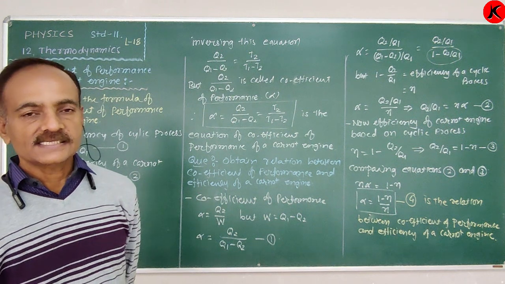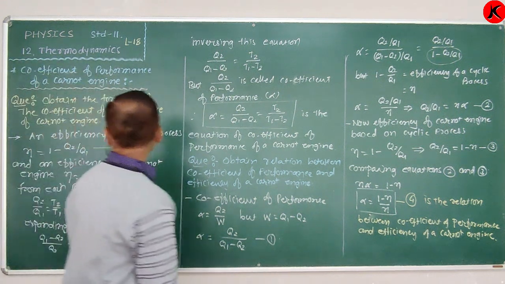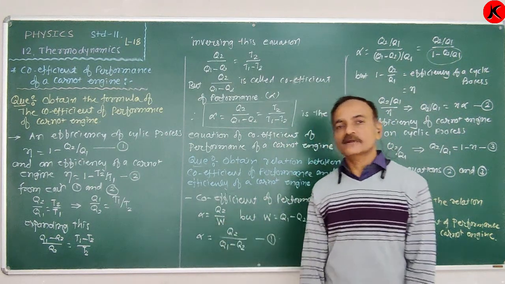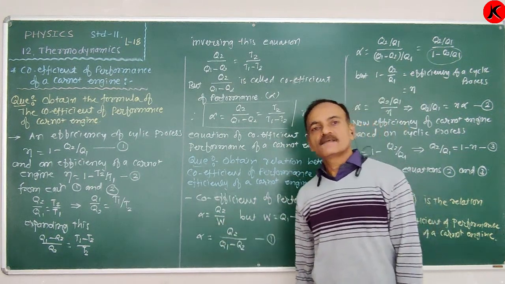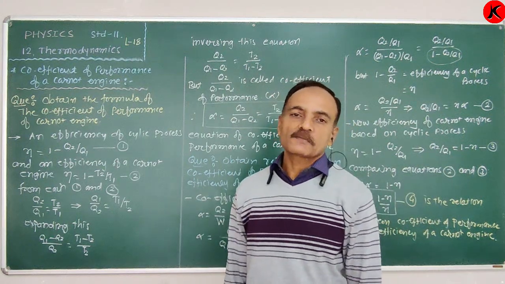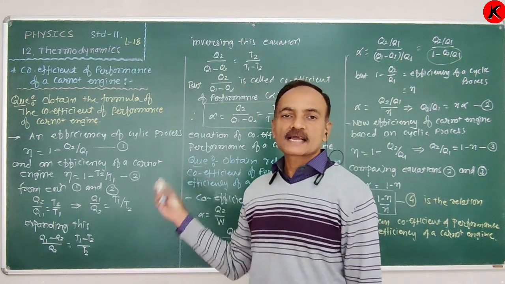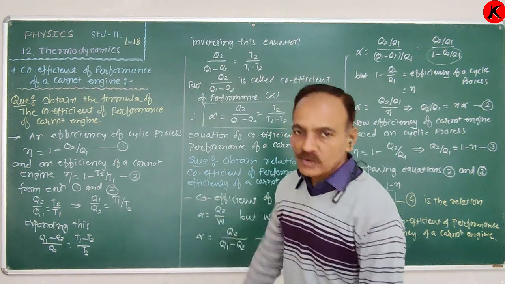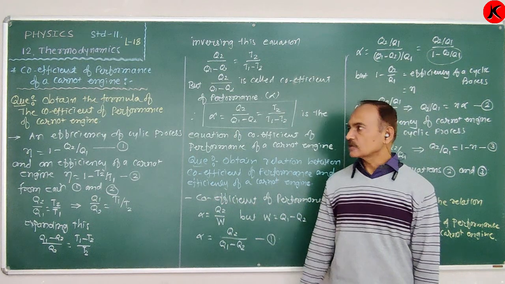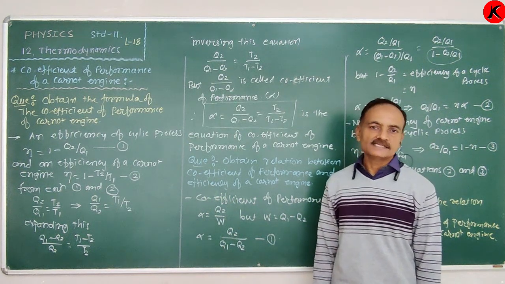Clear this? Okay. So here, chapter 12, thermodynamics, is completed. The last portion was the Carnot engine. We discussed its construction and how it works, and the equations of its efficiency and coefficient of performance, and the relation between the efficiency and the coefficient of performance of the Carnot engine. Clear it?